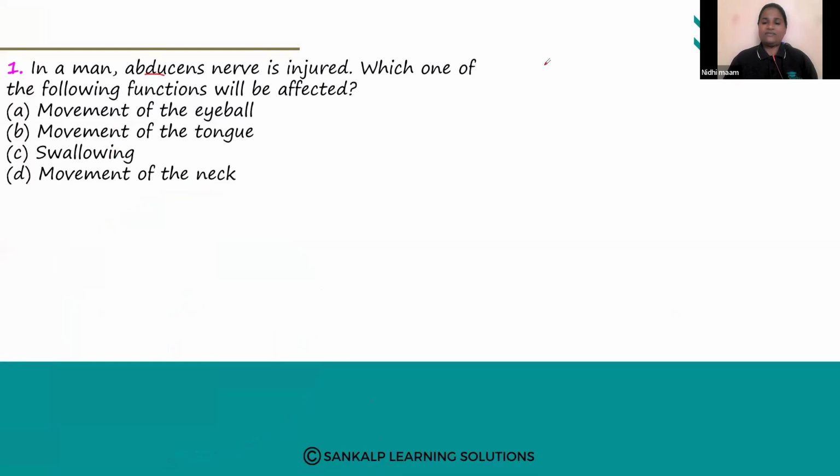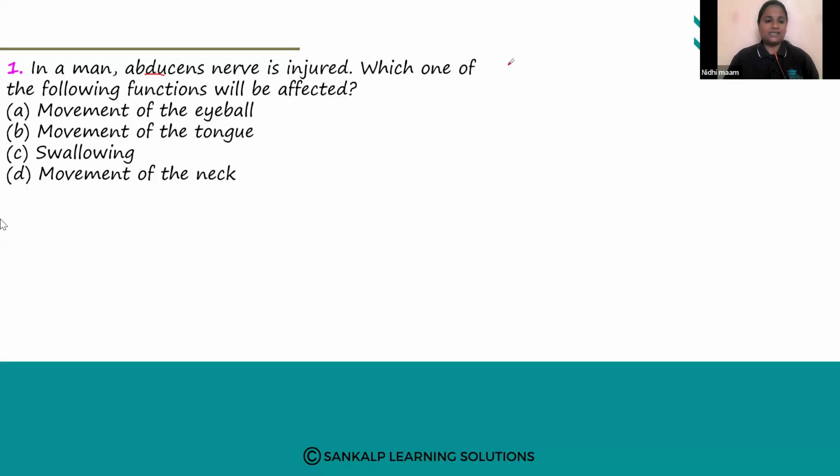You can refer to your textbook or your reference book to find the answer. If you don't know, you just say you don't know the answer and let us discuss it. So in a man, abducens nerve is injured. Which one of the following functions will be affected?